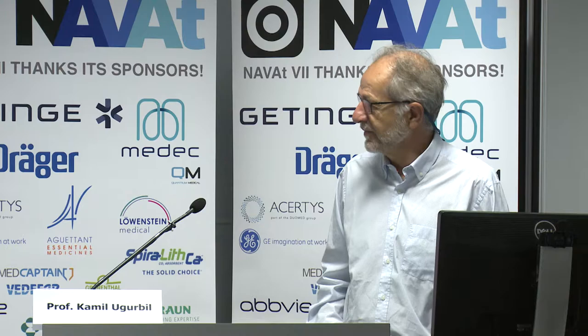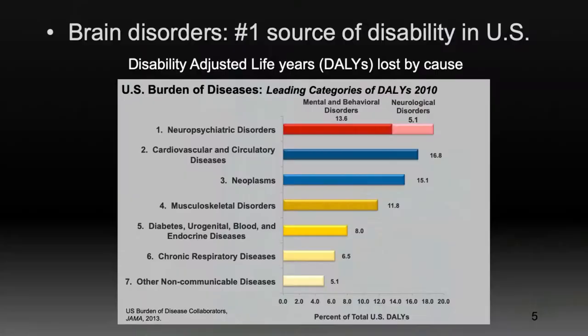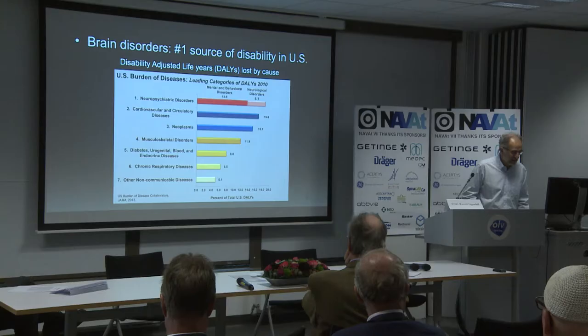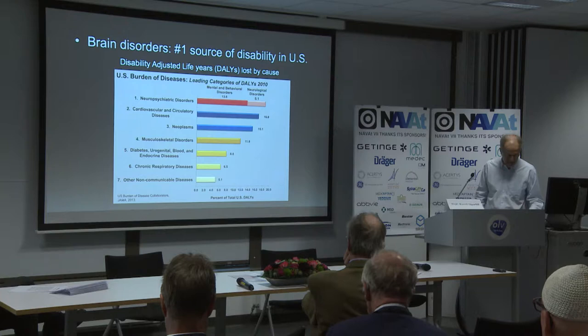Besides the fact that we are curious about this incredible machine that does all sorts of very incredible things and how it works, we do have another problem that we face in society. This is data from the United States, but exactly the same data is available for the European Union, and it looks exactly like this. Namely, brain disorders, neuropsychiatric disorders, are the biggest source of disease burden in advanced societies. And this is, of course, creating a lot of interest and focus on trying to tackle these problems.